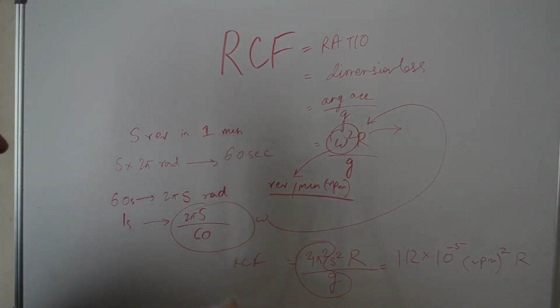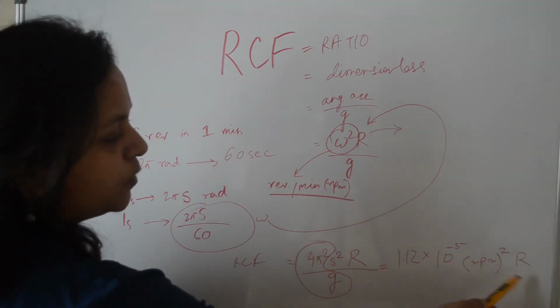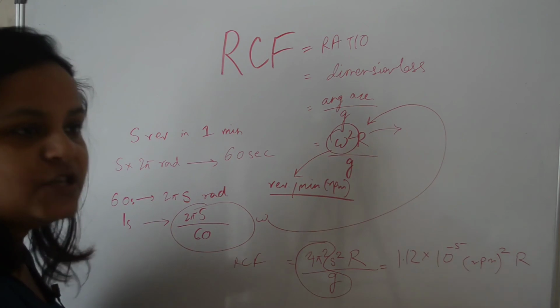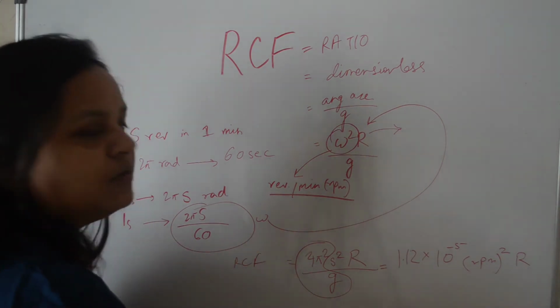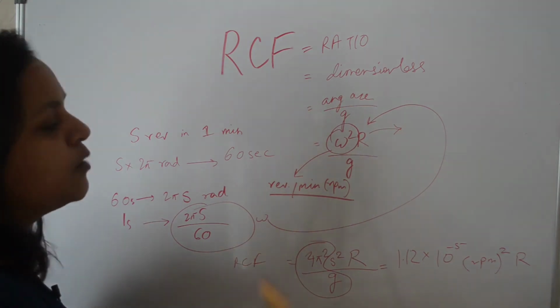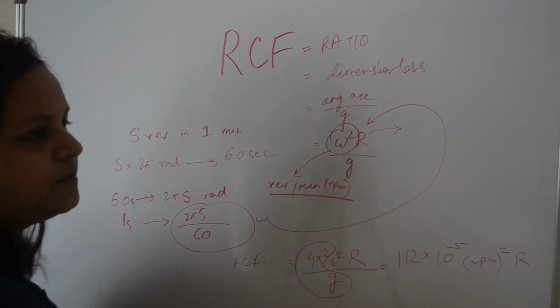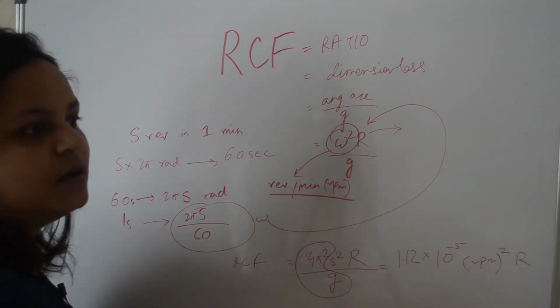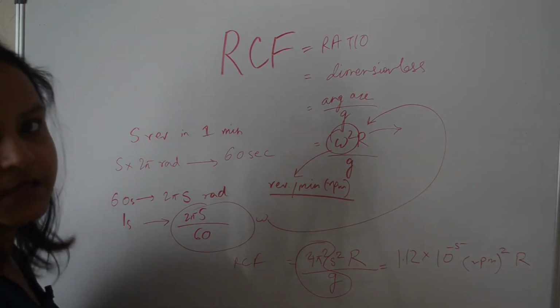What you'll see is that your RCF depends upon the radius of the rotor and your speed. So whenever you're mentioning RCF, you would like to go ahead and mention what rotor you're using and what speed or what RPM you're using. Even if you don't do that, you should at least be mentioning the size of the rotor or the radius of the rotor if you are mentioning the RCF.